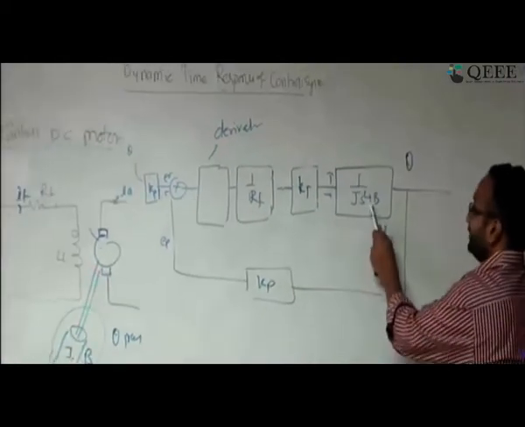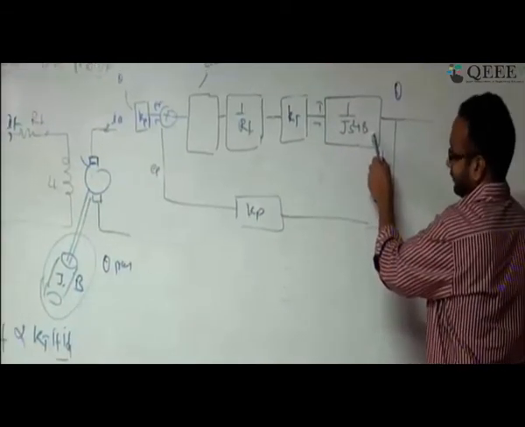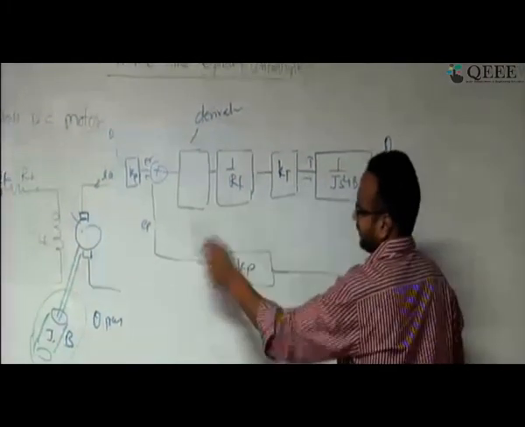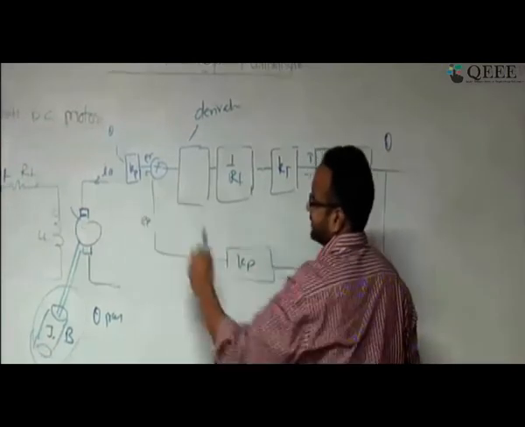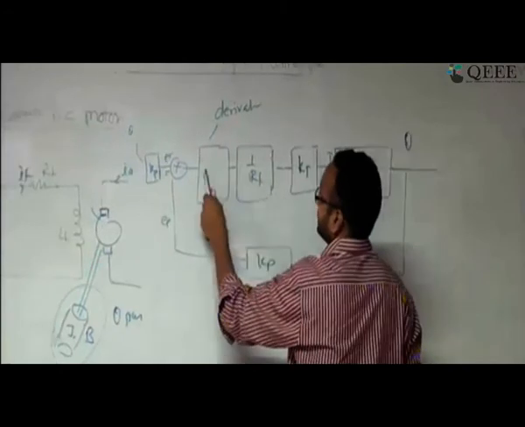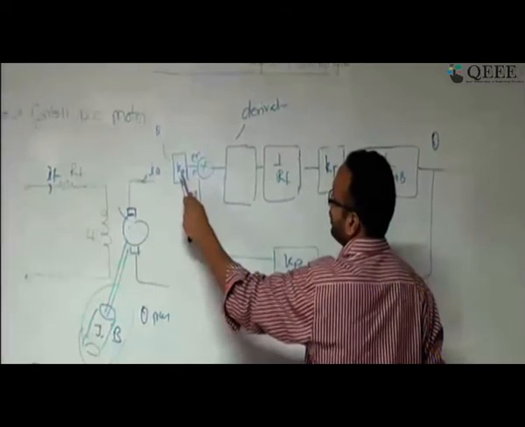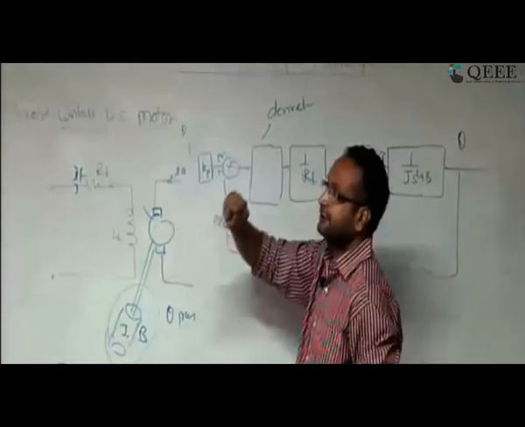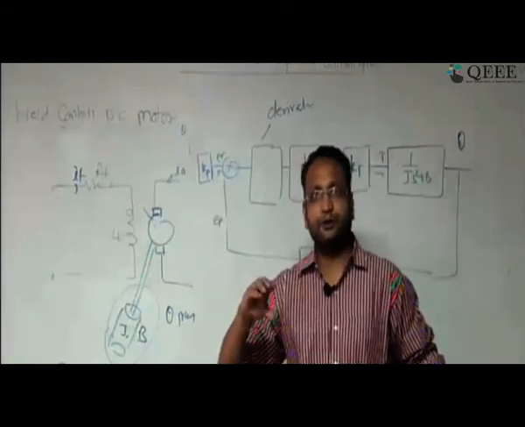This is my plant. The transfer function I have written is 1 by Js square plus B, where J is your moment of inertia and B is the viscous friction coefficient. The torque is provided, and the torque will be related with the field current, that's why the proportional constant KT is written. Since I am applying this IF, I have written this voltage for RF, and this is a derivative controller, and outside I am using this theta. And this Kp is your potentiometer constant, where you are converting your reference theta which I want.